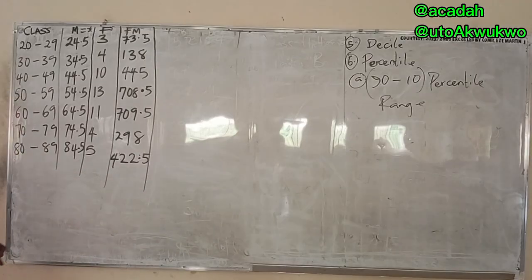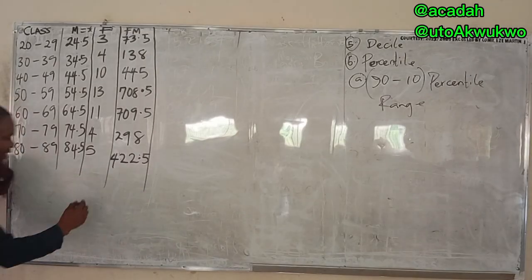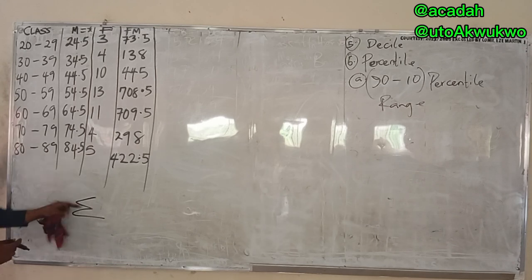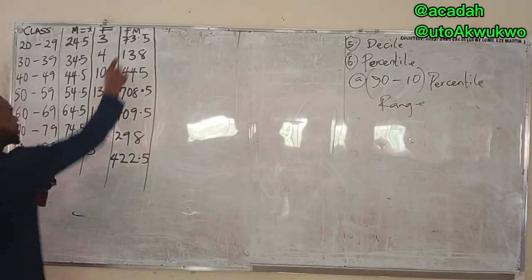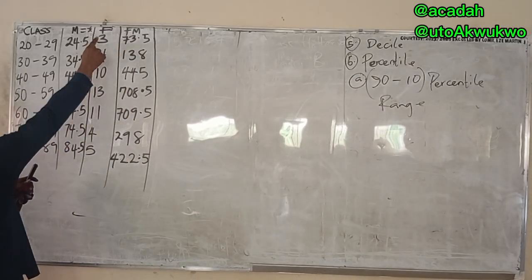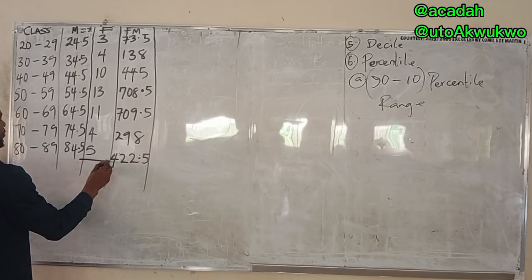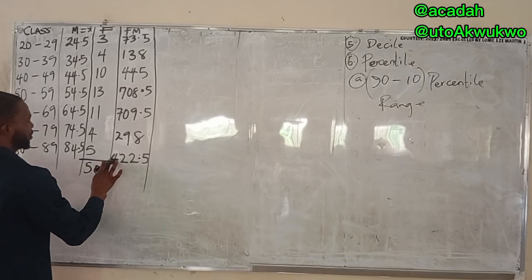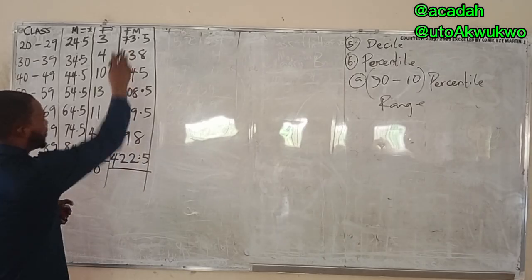Okay, so now that we've gotten this, this thing here means summation. So anywhere you see this, it means add up. So now add up everything here. Add up everything here. That was 50, this one is 50. Then add up everything here.